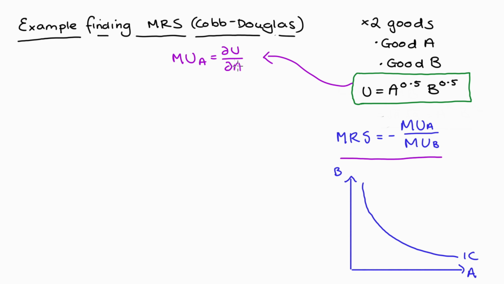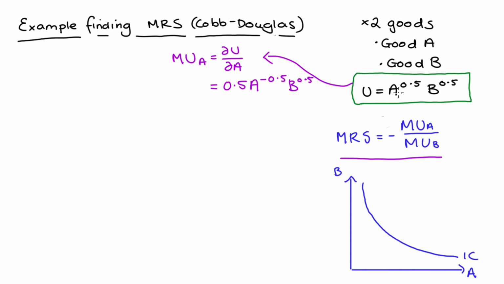We start just by taking the exponent on our variable A out to the front, so that's 0.5. But we have to take away 1 from the exponent now, so 0.5 minus 1 is negative 0.5. Now we are just taking the partial derivative here, so we have this variable B to the power of 0.5. We're just going to leave it as is because we're treating it as a constant, since we're only taking the partial derivative. And that's really it. That's our marginal utility of A.